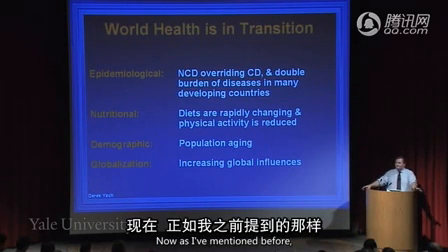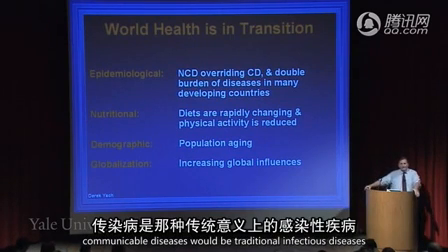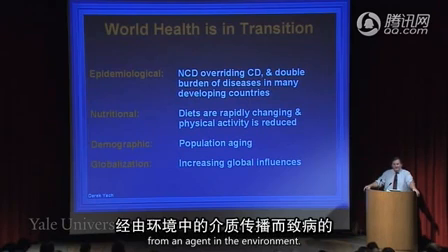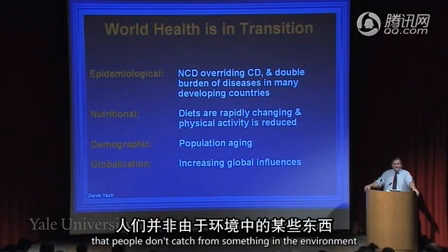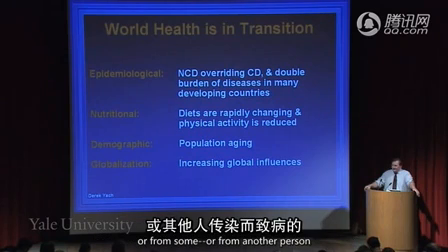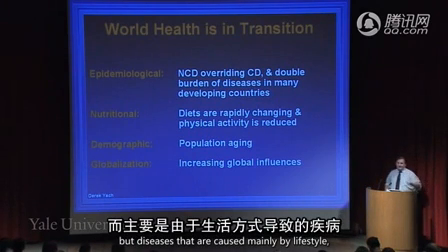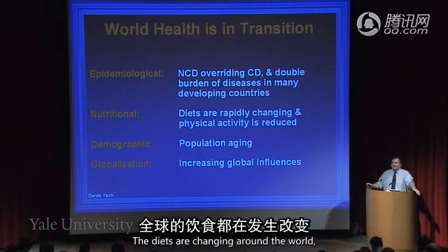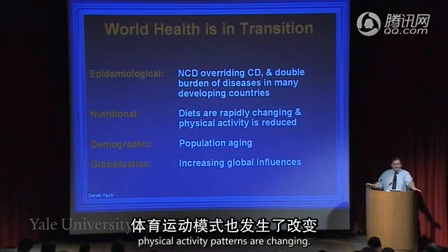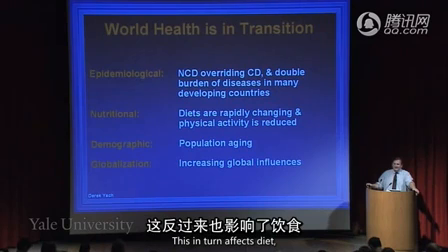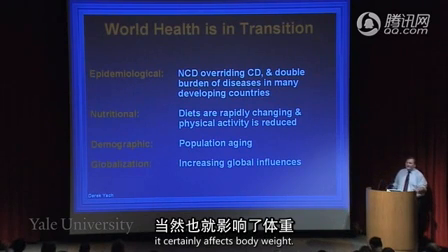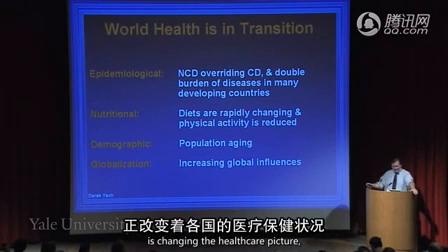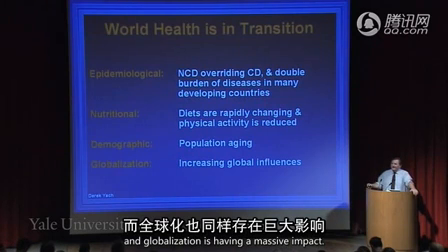Now, as I've mentioned before, communicable diseases would be traditional infectious diseases where people get a specific disease from an agent in the environment. The non-communicable diseases are ones that people don't catch from something in the environment or from another person, but diseases that are caused mainly by lifestyle, which can also be toxic, as I've described before. The diets are changing around the world, but not only are diets changing, physical activity patterns are changing. This in turn affects diet, it certainly affects body weight. The aging of the population, especially in certain countries of the world, is changing the healthcare picture. And globalization is having a massive impact.